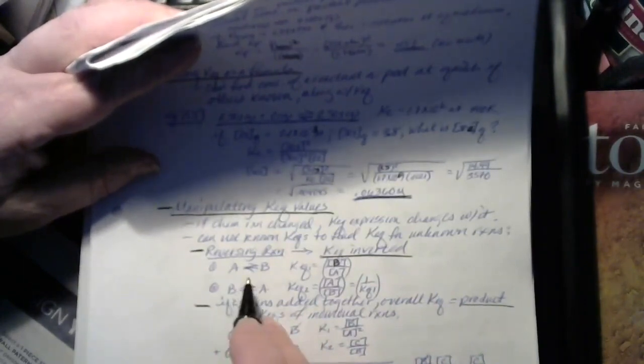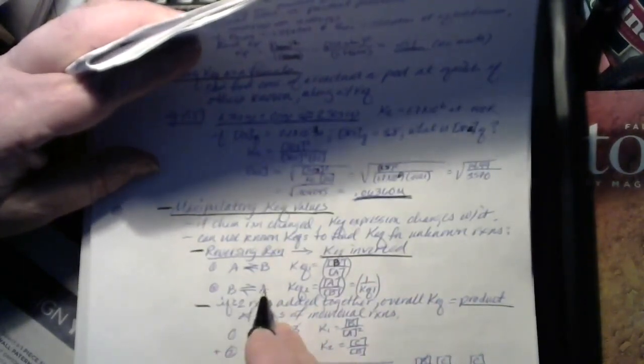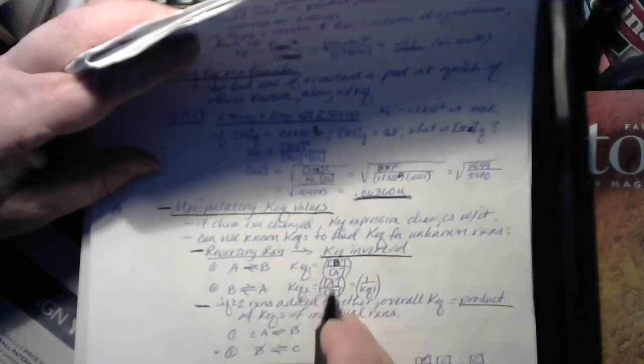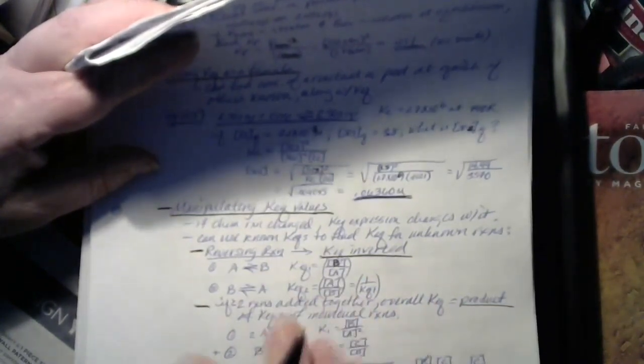If you reverse that reaction, then B is now the reactant and A is now the product. And so the KEQ of reaction number 2 is A over B. And that is the inverse of the KEQ for the first reaction. So that makes sense.